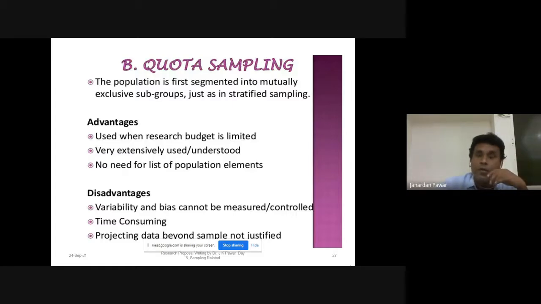Sir, they go for quota, meaning for the open category this much is the quota. For example, for the SC category this much is the quota, and we select the people. Again, in that quota there is a percentage of male and female. So this is quota sampling.